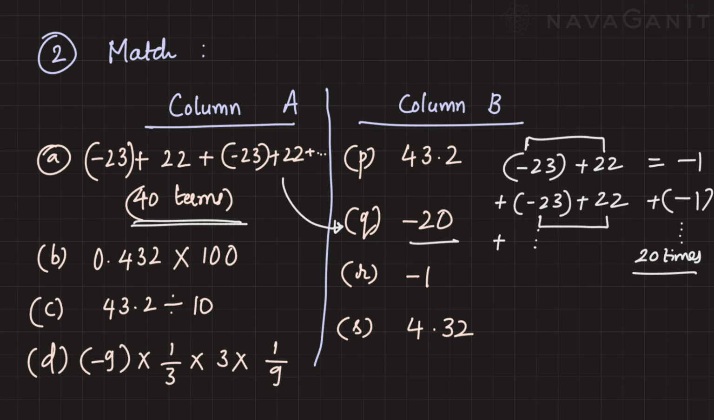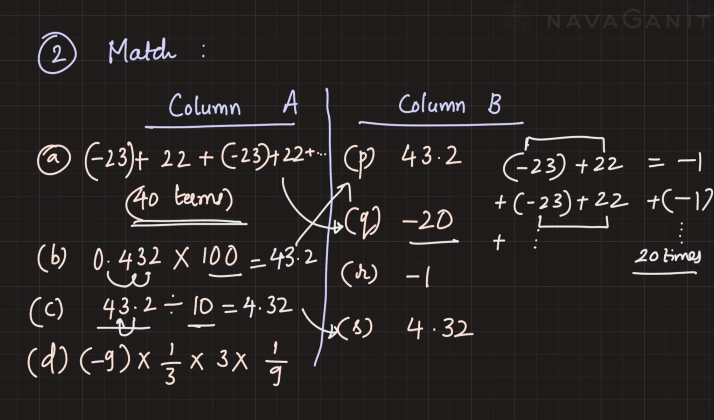Now 0.432 multiplied by 100. So because we are multiplying by 100, we shift the decimal point 2 places to the right. So it comes here. So this is nothing but 43.2. So it maps to P. Now 43.2 divided by 10. So we just shift the decimal point 1 place to the left. So this is 4.32, which is, C is mapped to S.